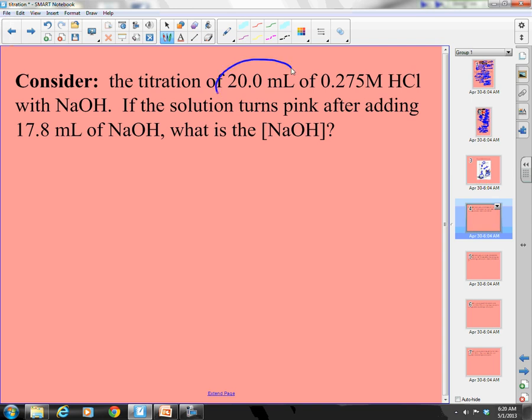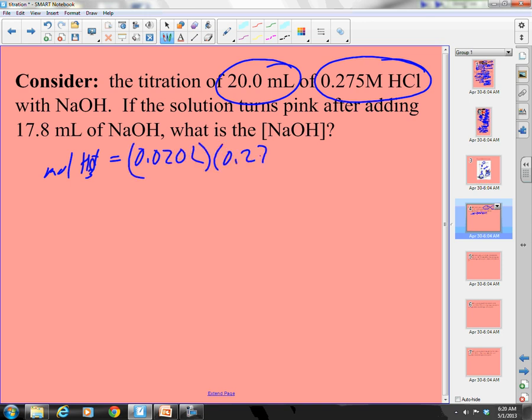Well, what do I have? I have 20 mL of 0.275 HCl. So how many moles of H plus do I have? And remember, H plus and hydronium we use interchangeably. And that's equal to what? 0.020 liters times 0.275 molar. And so what do I get? 0.02 times 0.275. I get 0.0055, 3 sig figs, sorry, I need to have 3 sig figs here, moles of hydronium.